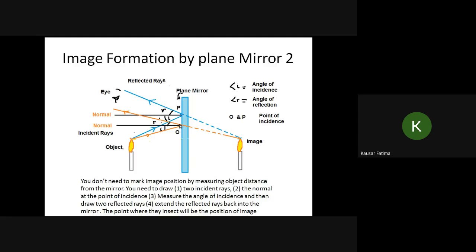One incident ray at any angle you draw, and another incident ray at a different angle, and then draw two normals for each incident ray. This is normal 1 and this is normal 2. Measure the angle of incidence for this one, and the angle of incidence for the other ray, the blue ray. Now draw the same reflected angle for both the rays. Now extend these, then draw reflected rays, and produce them back. The point where they coincide or intersect each other will be the point of the image.